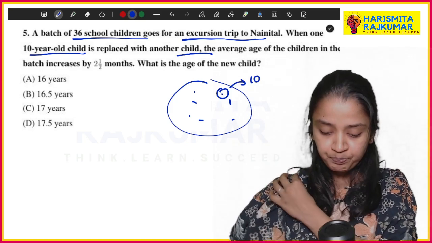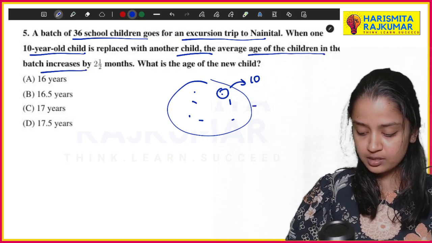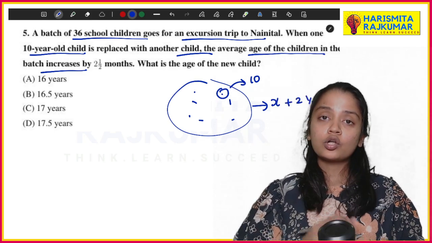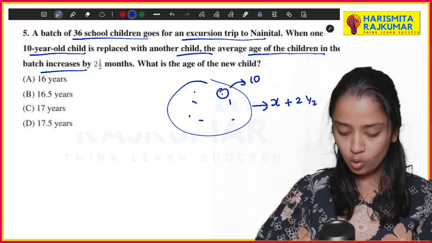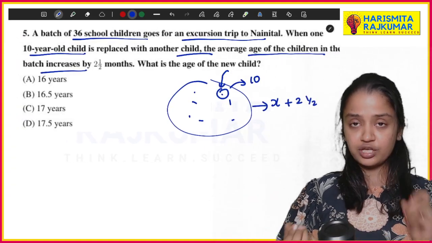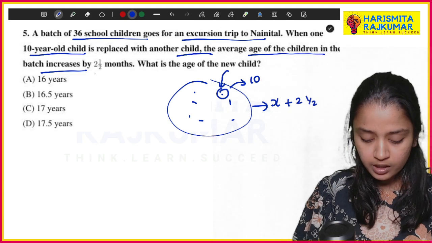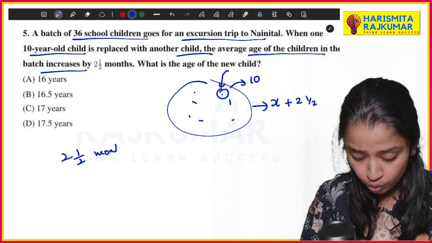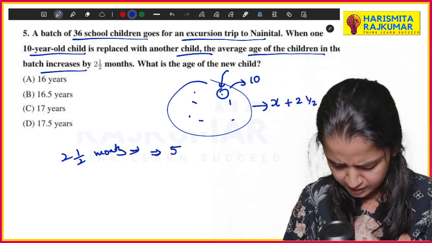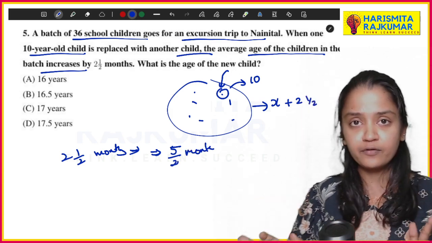Now the average age of the children in this whole batch, suppose the whole batch has x as the average age, and it is increased by 2 1/2 months. Okay. Now what is the age of the new child? So he's getting replaced by another child, right? That child's age is asked. Now let me convert 2 1/2 months to years. Okay, when I convert the mixed fraction, it'll be 5/2 months.